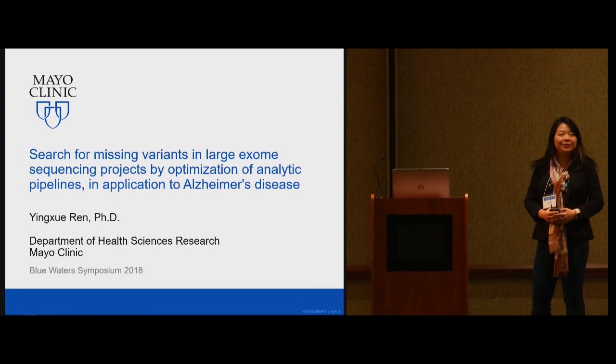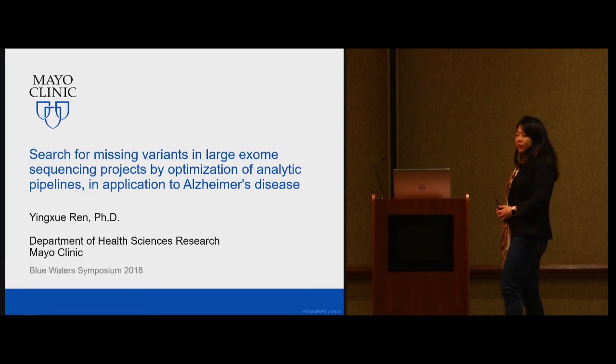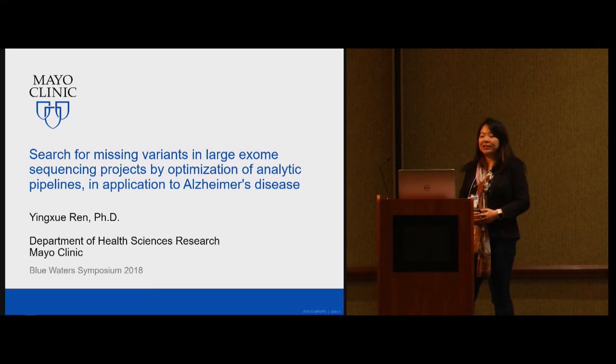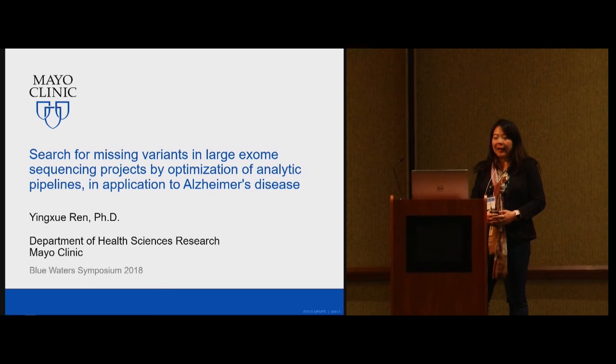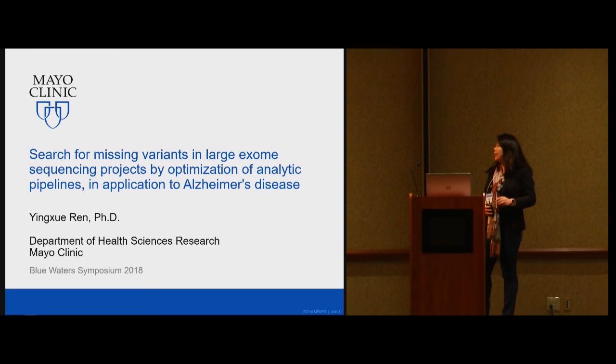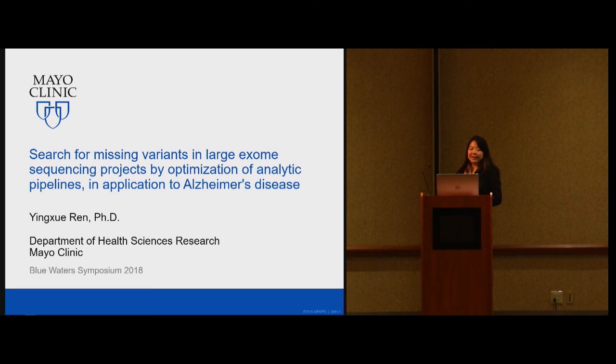Today I want to tell you a story of how we search for missing variants in large exome sequencing projects. This is done by optimization of analytic pipelines. The data I present today are in application to Alzheimer's disease.